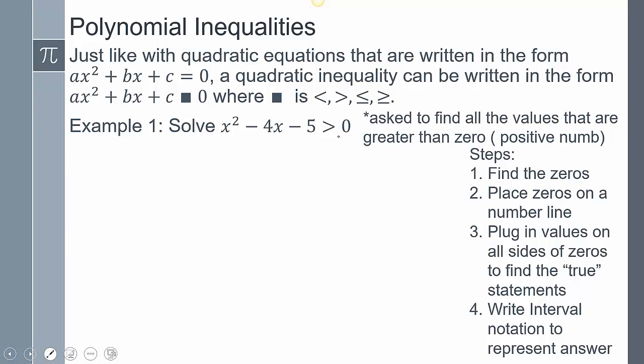If we think about it on a number line, if that's 0, values that are greater than 0 are going to be positive numbers. Values that are less than 0 are going to be negative numbers. We need to keep that in mind as we move forward.